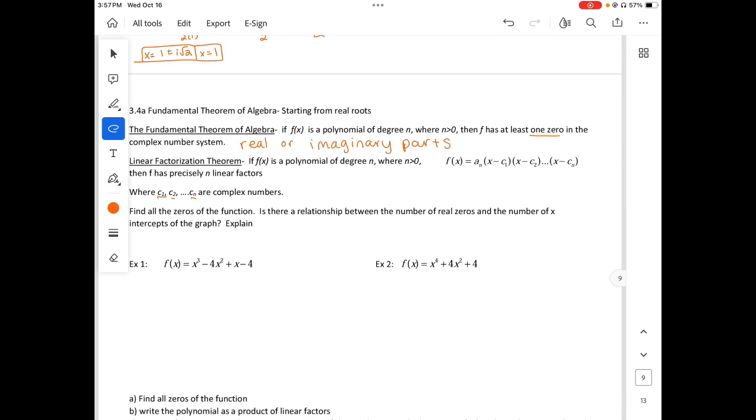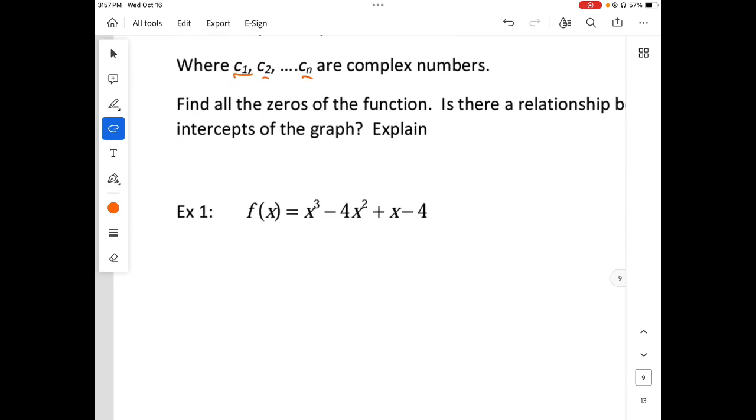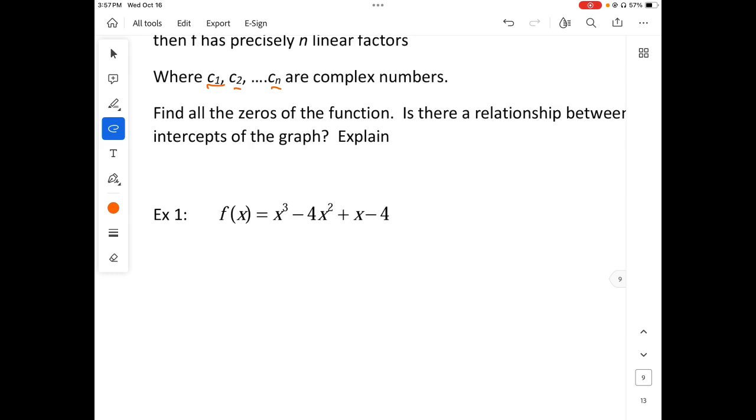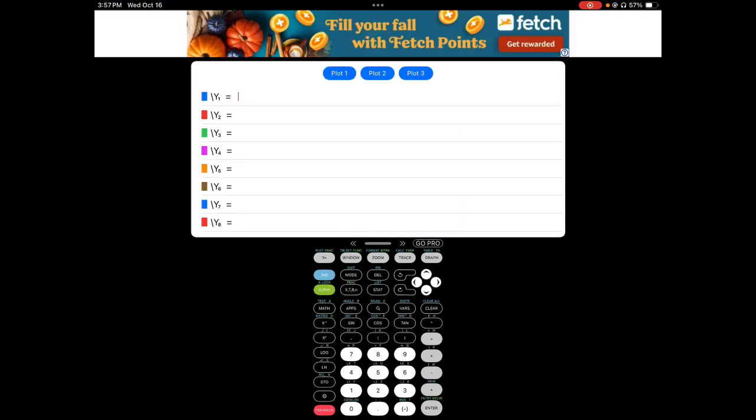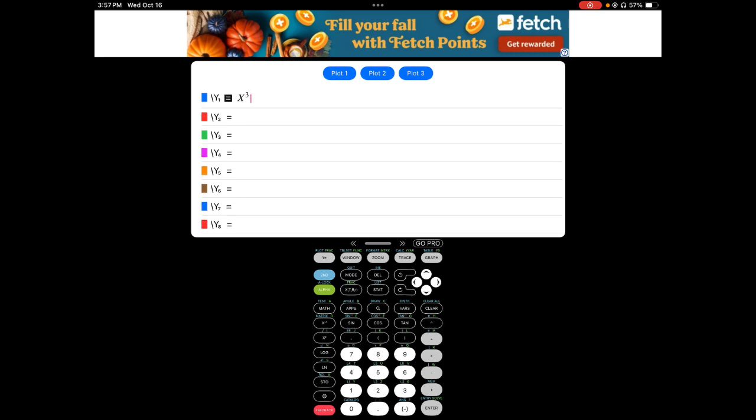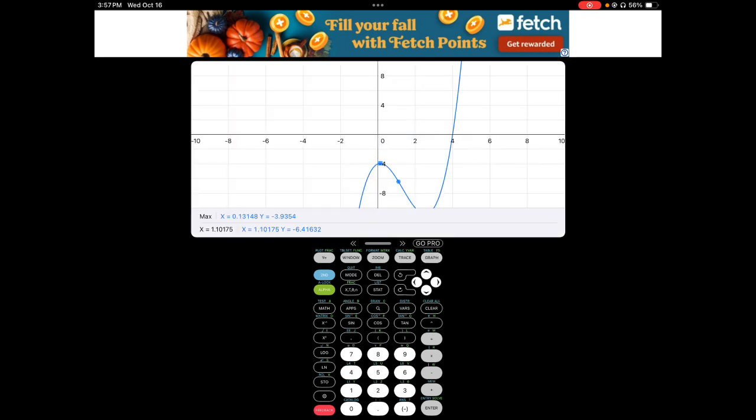So let's go ahead and start with this one. The first thing that we want to do is graph it on the calculator. So let me go to my calculator. I'm going to go to y equals and put that function in: x raised to the third power minus 4x squared plus x minus 4. I'm going to graph it and look at what it looks like, and see where it crosses the x-axis. So we have at least one real zero and it's 4.